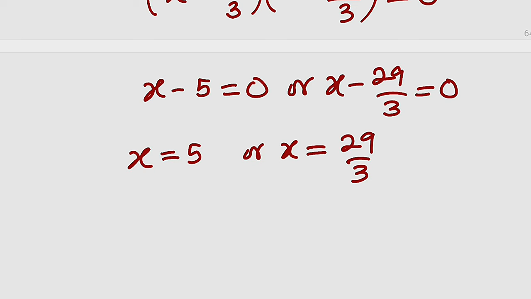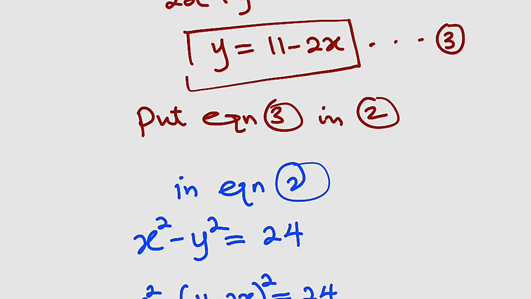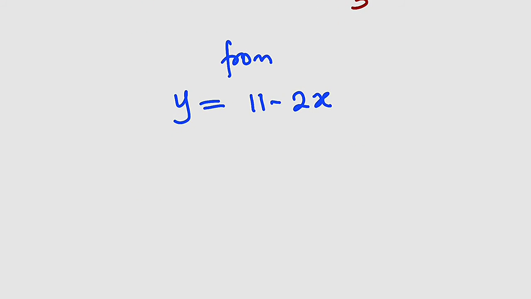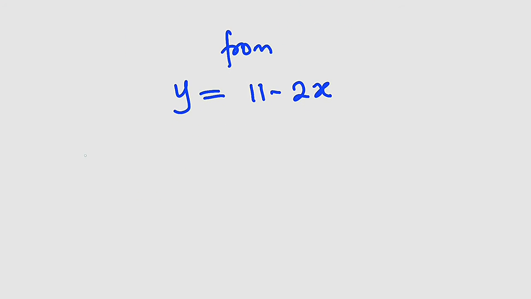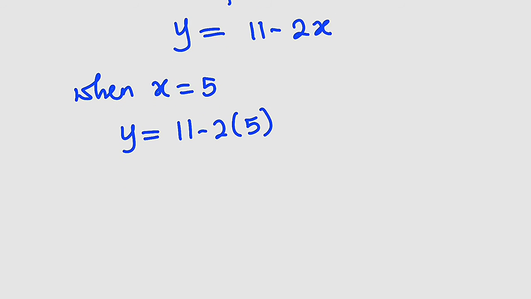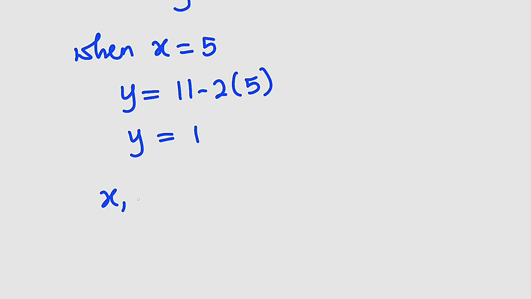What about corresponding values of y? We are going to use this important equation, equation number 3, where we have y equal to 11 minus 2x. We have two values of x. Let me start with the first one. When x is equal to 5, we have y equal to 11 minus 2 times 5. 2 times 5 is 10, and 11 minus 10 is 1. Therefore, y equal to 1. So we have our first combination of x and y values. When x equal to 5, y equal to 1.